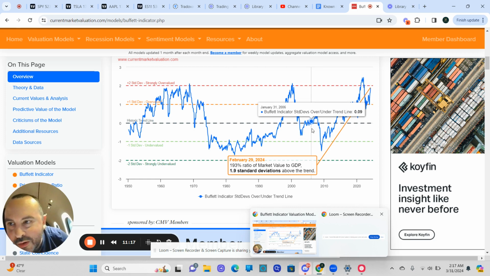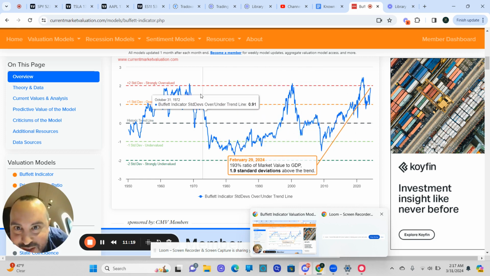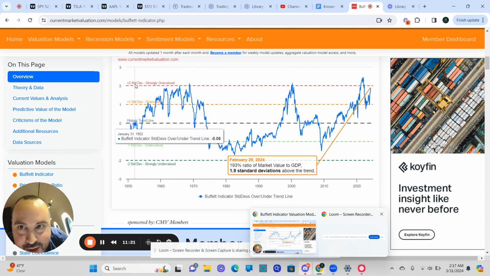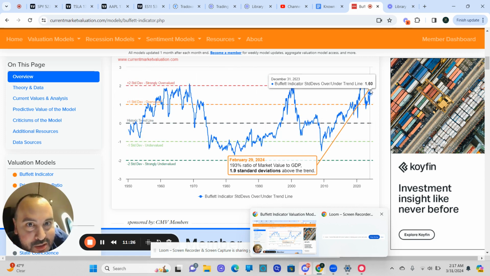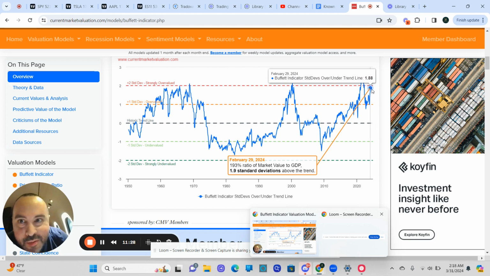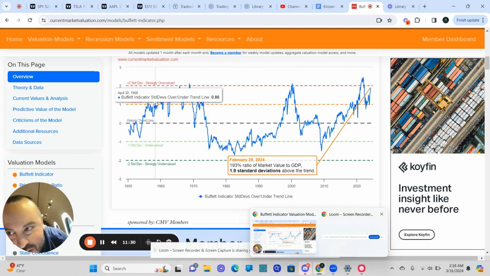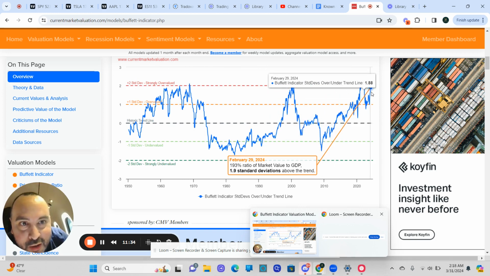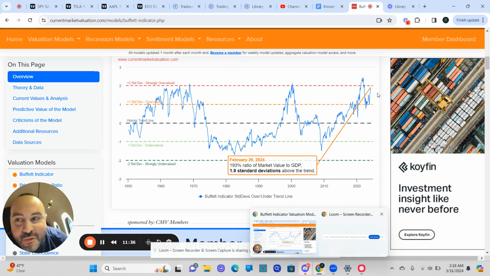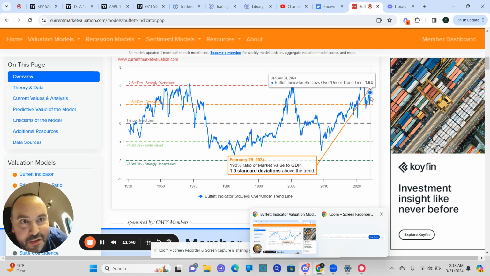So what's my point? All right. My point is we are once again almost at overvalued. I mean, strongly over. We're past overvalued. Let's get that straight. We are past overvalued. We're now looking for the top. Okay. And as you can see, we are still in a kind of a rocket ship up.